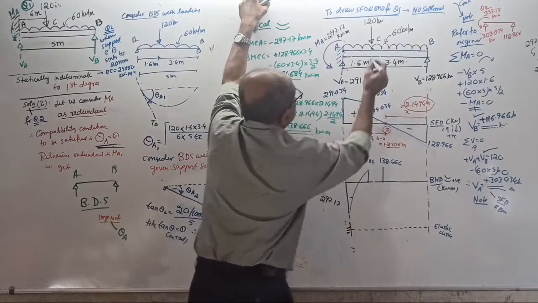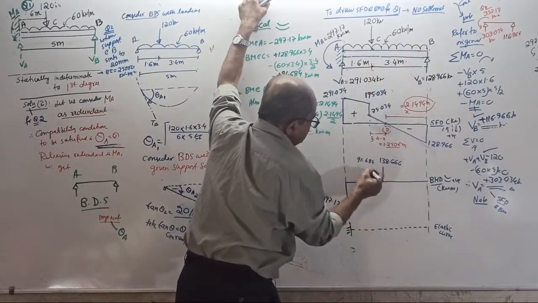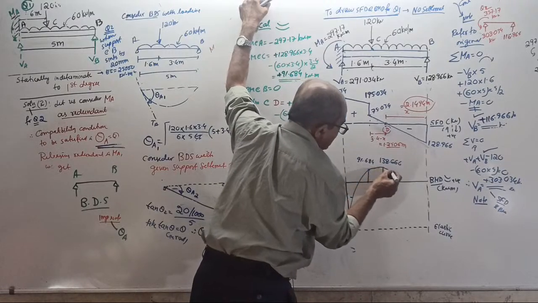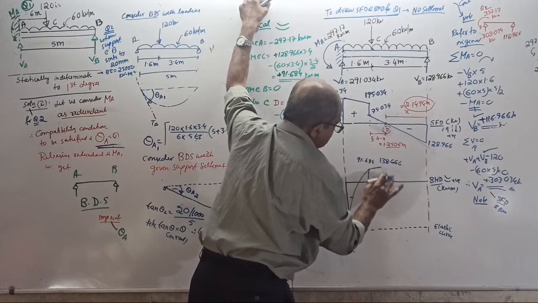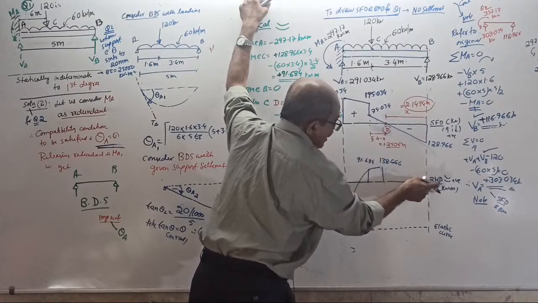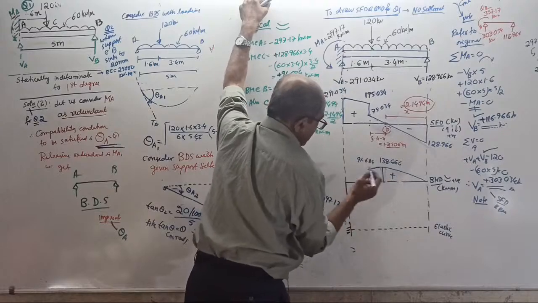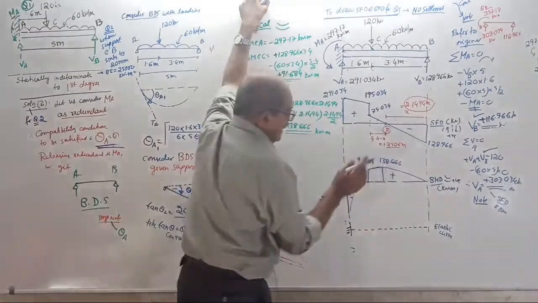C to B, join a single parabola which will reach the peak value here. Since support is there, hogging will become zero, plus, minus. This is the bending moment diagram for the beam.